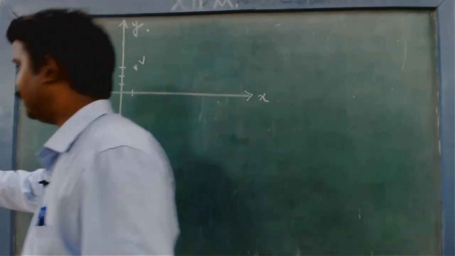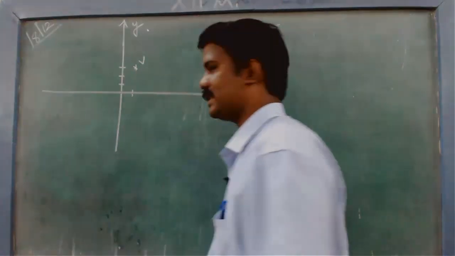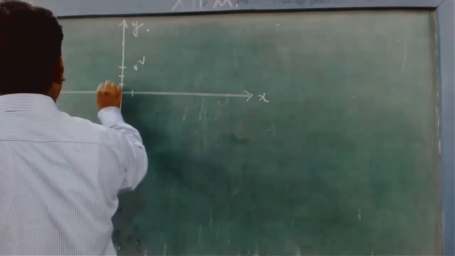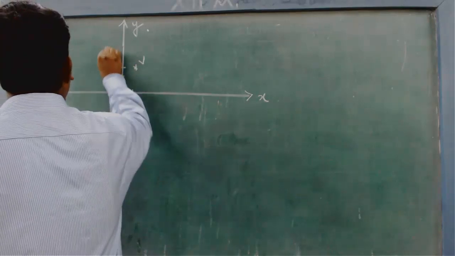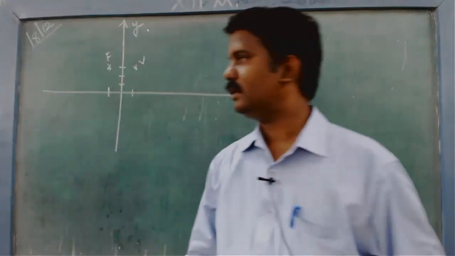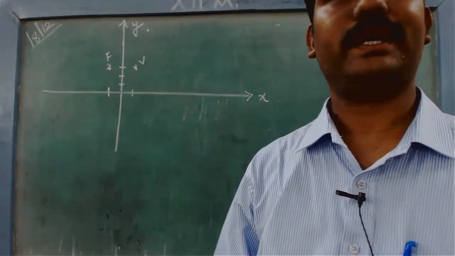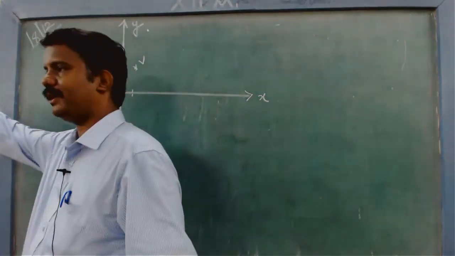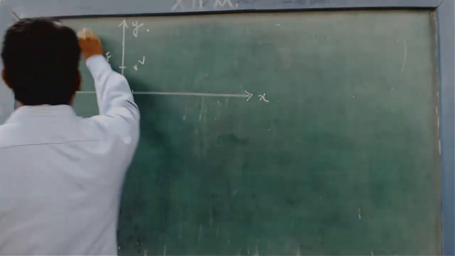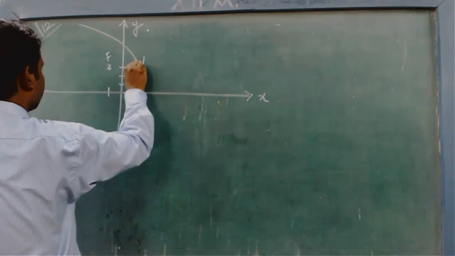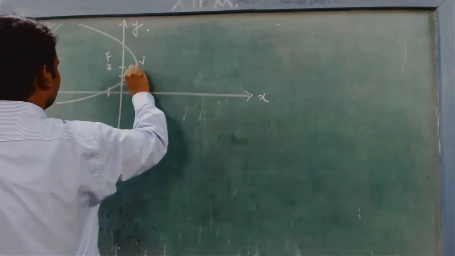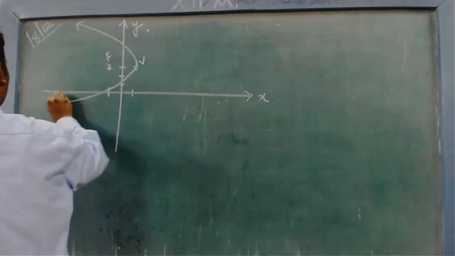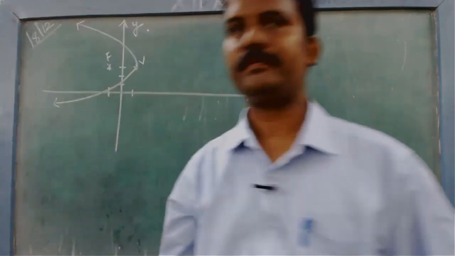Next, tell me what is the focus of the parabola? -1,3. So x should be equal to -1 and y is equal to 3. X is equal to -1 comes here, y is equal to 1, 2 and 3. The focus is here. After plotting the vertex and the focus, you draw the diagram. How is our parabola? It opens towards left, so it will come like this and intersect at the vertex. So this is our parabola.